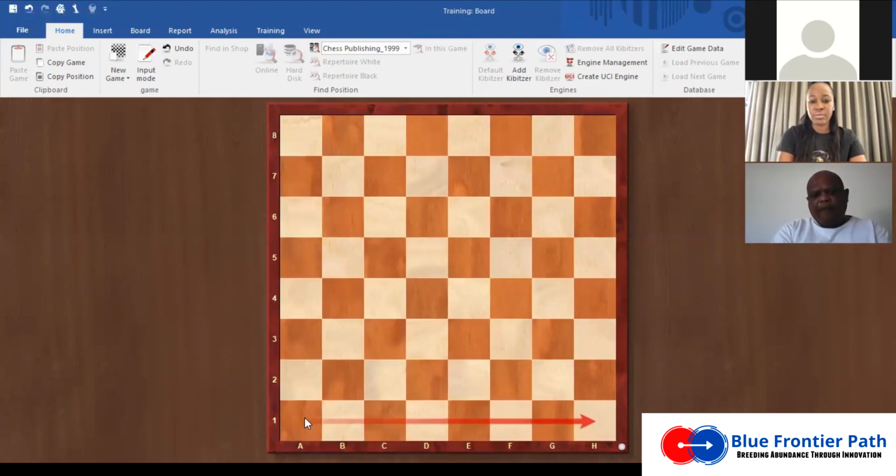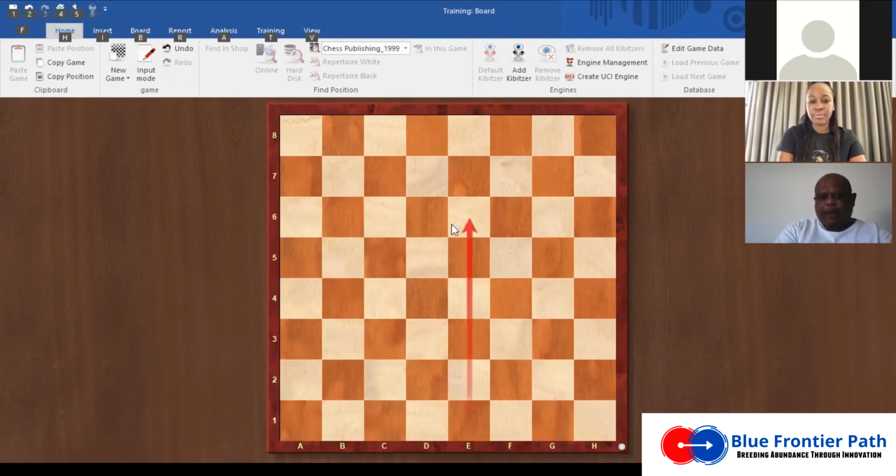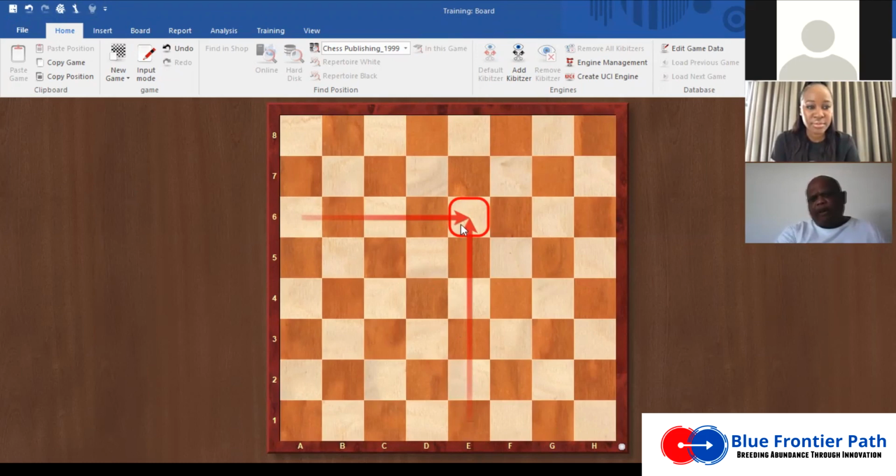Now, where the file and the rank meet, that is where we get a square. As an example, I've highlighted 2 directions. We have a square on the E file, and another arrow that crosses here on the 6th rank. So the name of that square would be E6.